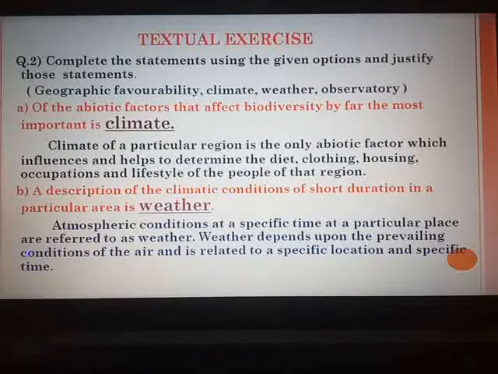Now this is the description from my side. Whatever you feel relevant, you can answer on your own. You can give the justification on your own. We move on to the next statement.